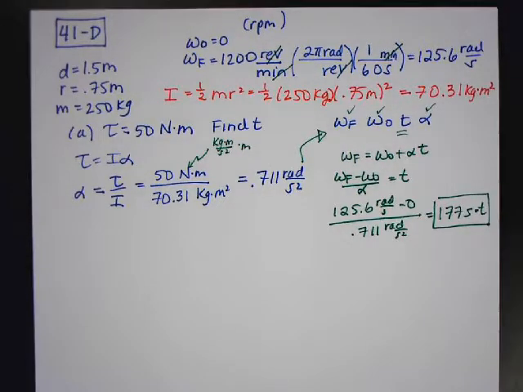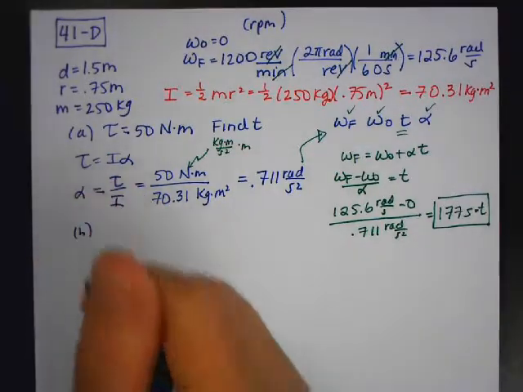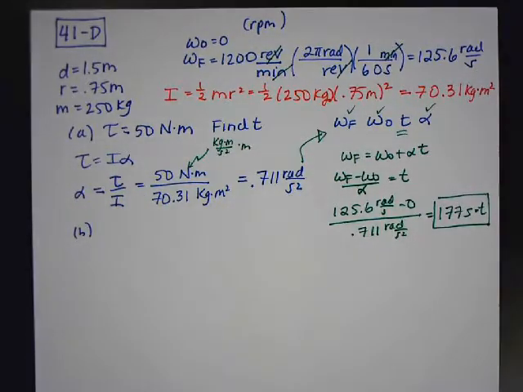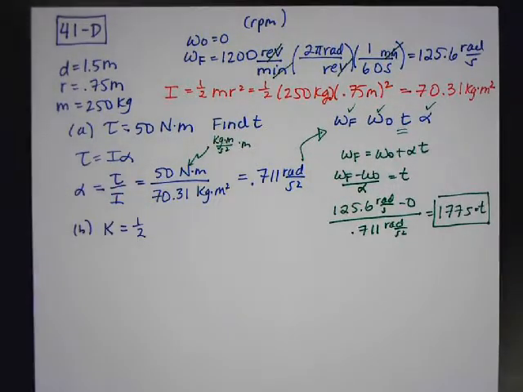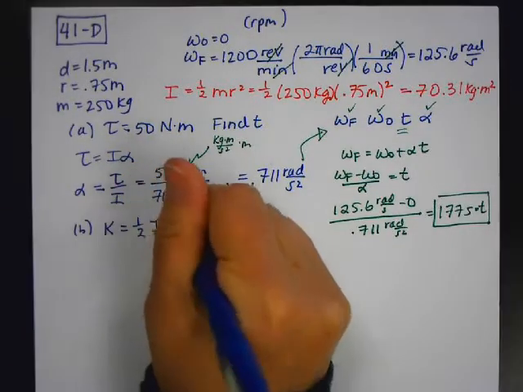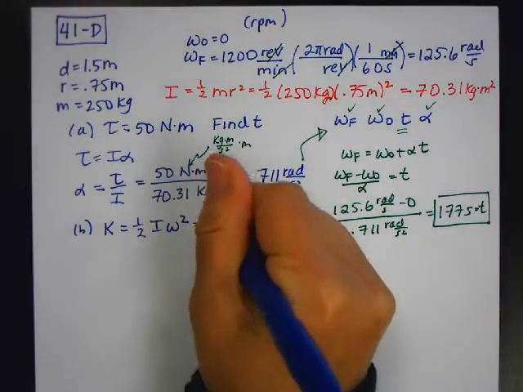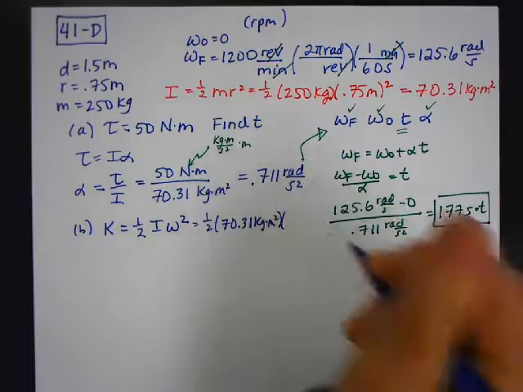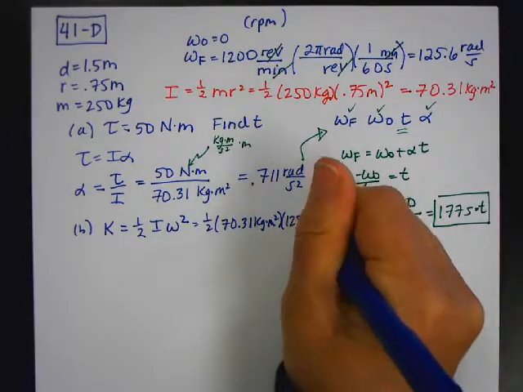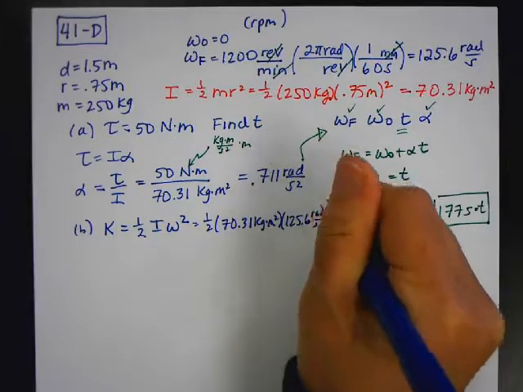So that's part A. For part B, it says how much energy is stored in the flywheel. Again, we're always thinking about the rotational analog. Kinetic energy is kinetic energy. We know kinetic energy is 1/2 mv squared, but this flywheel's rotating about an axis of rotation, so it's 1/2 I omega squared. So it's going to be 1/2 of 70.31 kilogram meters squared times 125.6 radians per second, squared.